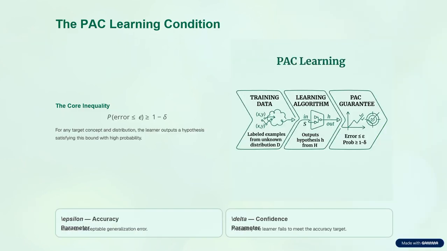The next is the PAC learning framework: the training data, the learning algorithm, and the PAC guarantee. This is the core inequality: P(error ≤ ε) ≥ 1 − δ. Two terms are very important. The first is probably, which refers to the confidence level of the model. The second is approximately correct, which refers to keeping prediction error within an acceptable limit. The formula shown here explains that the probability of error remaining below a threshold should be very high.